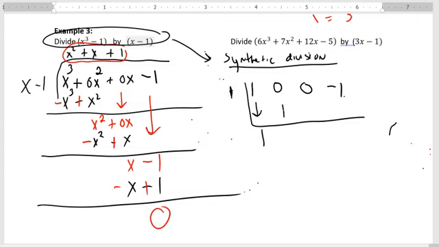1 times 1 is 1. 1 plus 0 is 1. 1 times 1 is 1. 1 plus 0 is 1. 1 times 1 is 1. 1 plus 1 is 0.